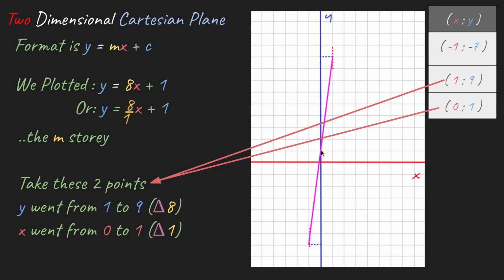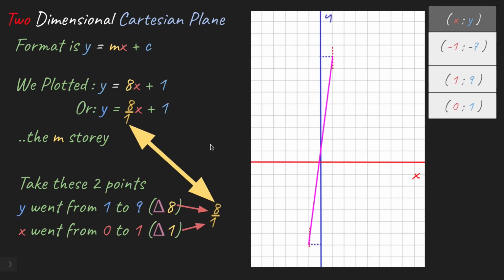So if we draw the line from that point that I'm indicating to that point, y goes from 1 to 9 and x goes from 0 to 1. So the change, and that's a delta, the change in y was 8 and the change in x was 1. And guess what? If that's a ratio, because that's what we're trying to get to, 8 upon 1, and hallelujah, that's the same. That is exactly the same. So that is the slope of the line.